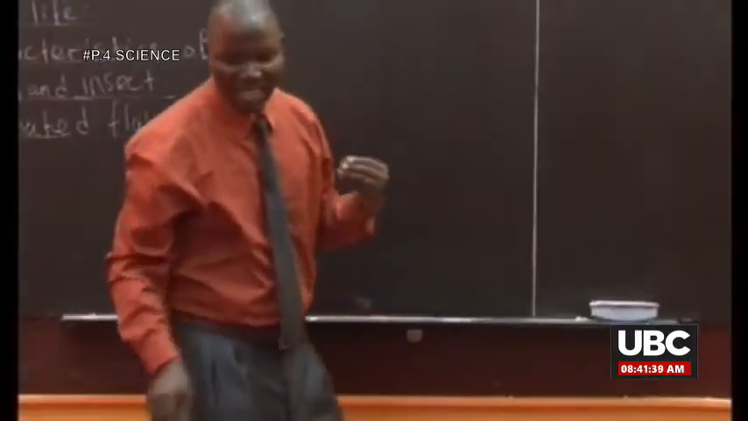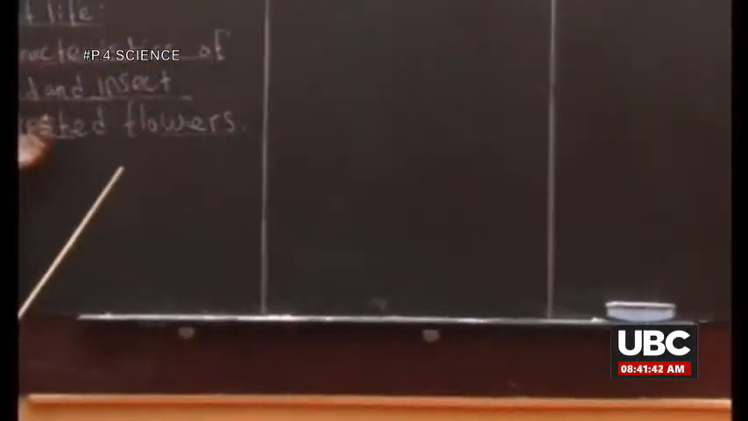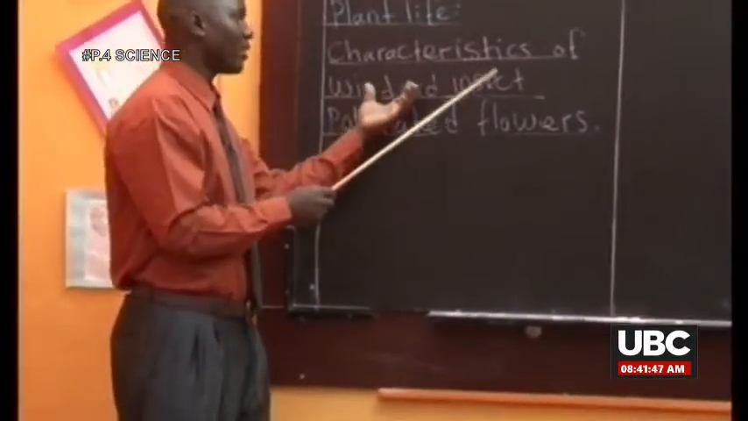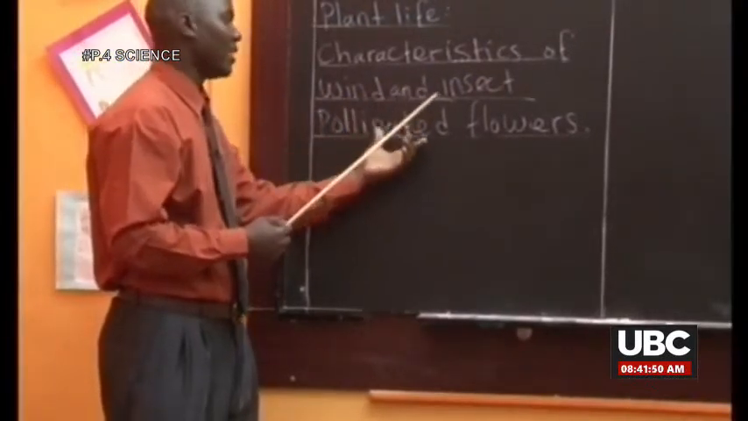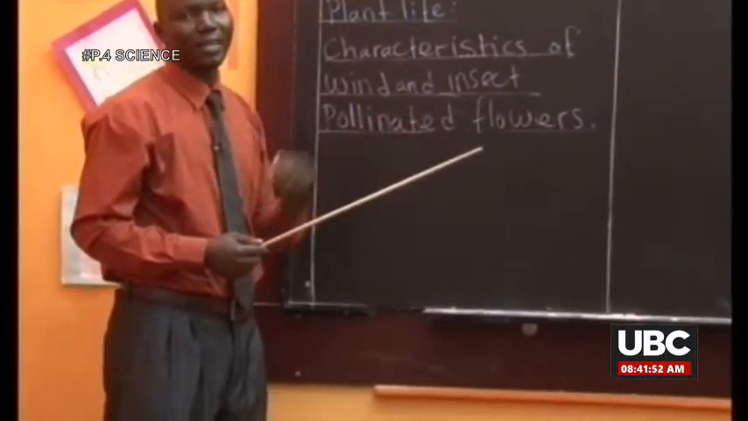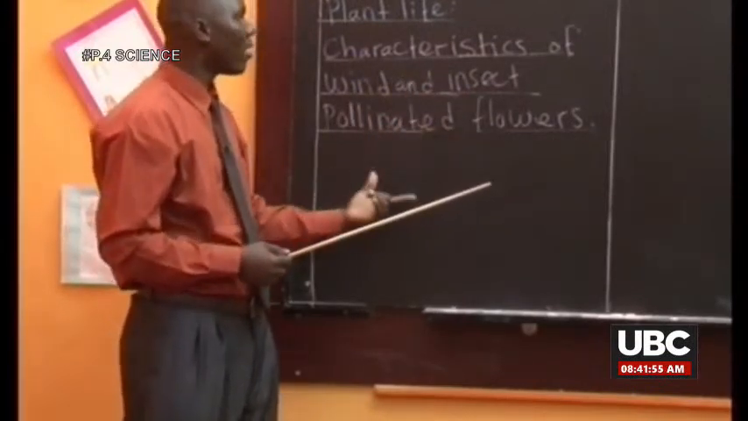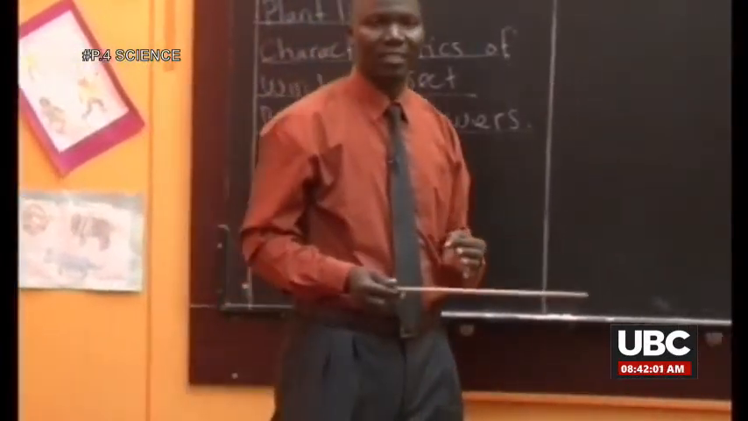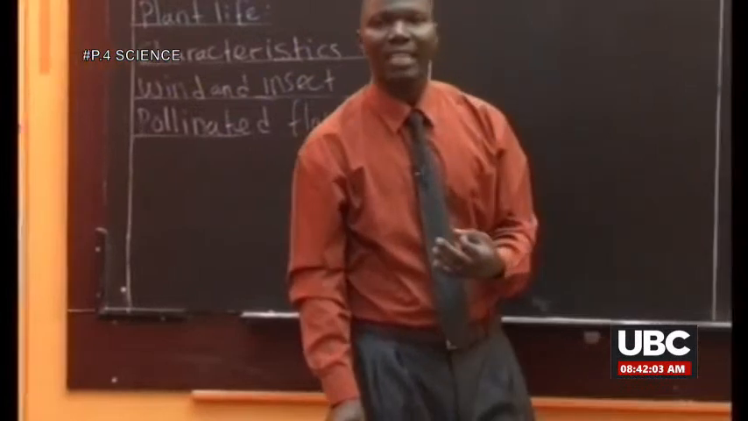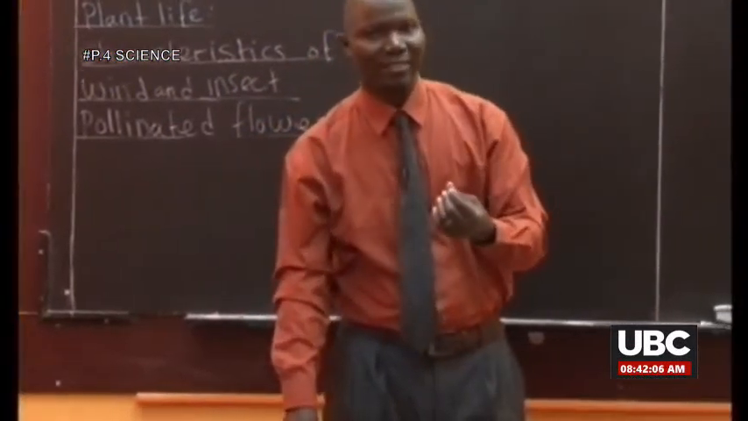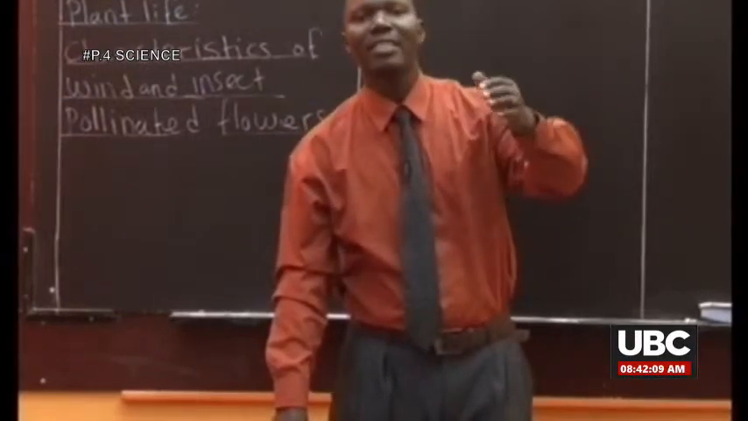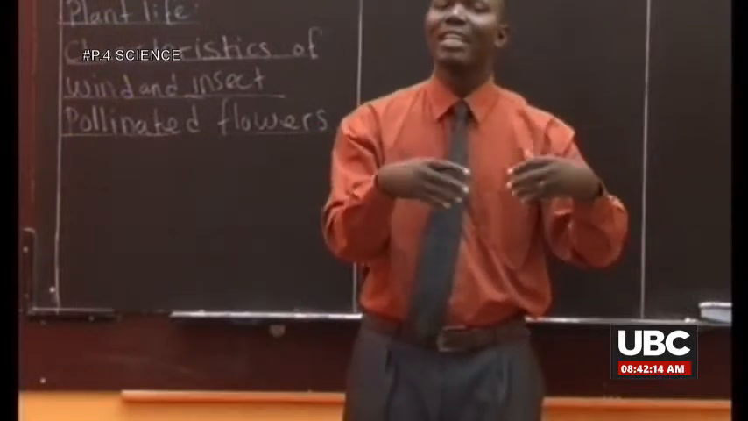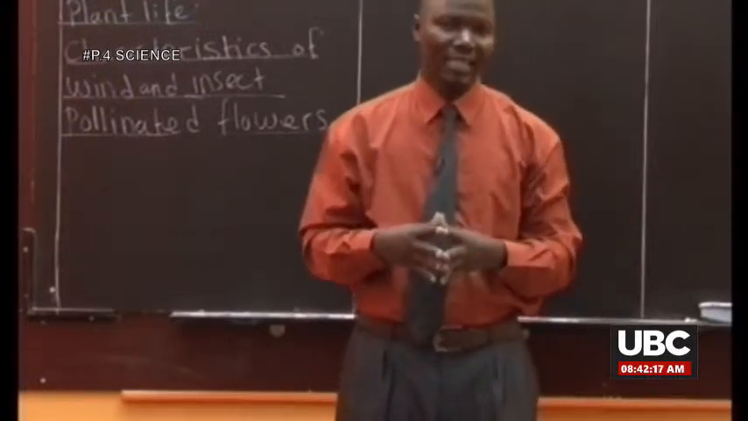I've been trying to explain the words I've written on the blackboard. Which are the words again? Characteristics of wind and insect pollinated flowers. So what are we going to say? We shall say different flowers have different features, have different parts, have different things that allows them to be pollinated.